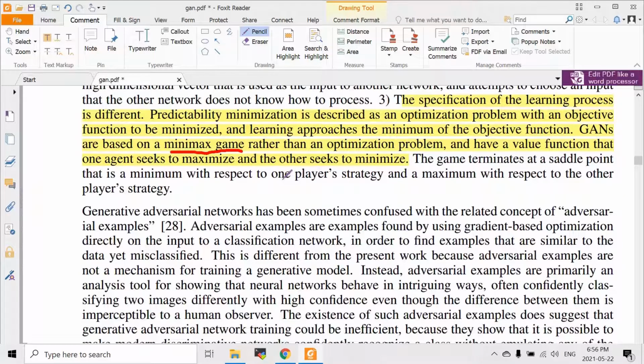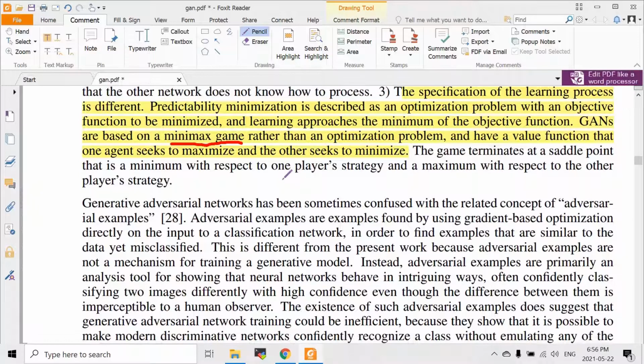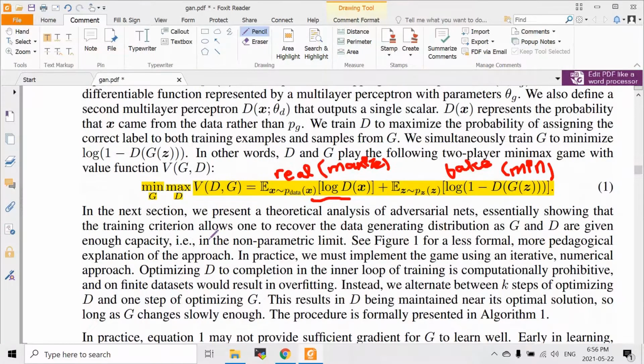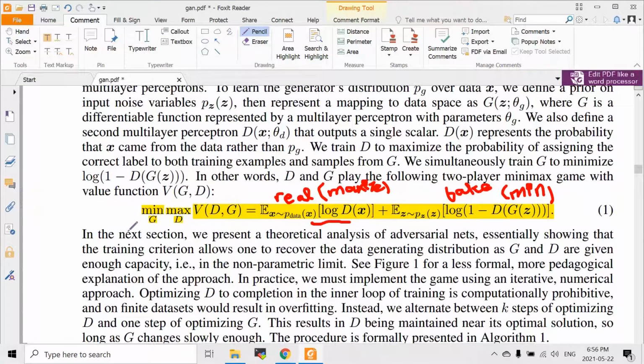GANs are based on a minimax game rather than an optimization problem and have a value function that one agent seeks to maximize and the other seeks to minimize. So the value function we're going to discuss now. This is basically the value function that they're talking about.